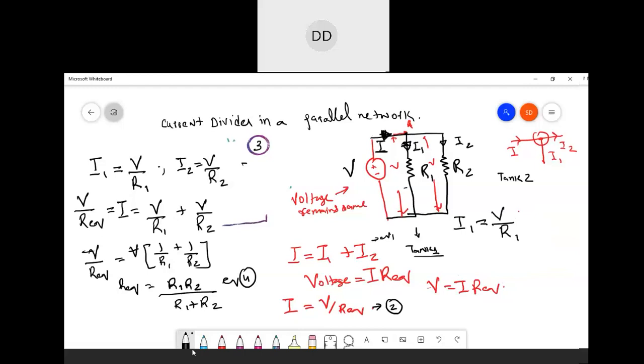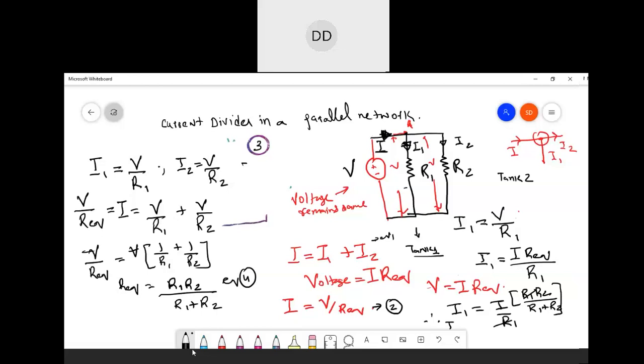In terms of V, V is equal to I into R equivalent. So I can write I1 is equal to, instead of V, I into R equivalent divided by R1. Therefore my I1 would be equal to I times R equivalent, which I already calculated as R1 R2 divided by R1 plus R2, divided by R1. So R1 cancels.